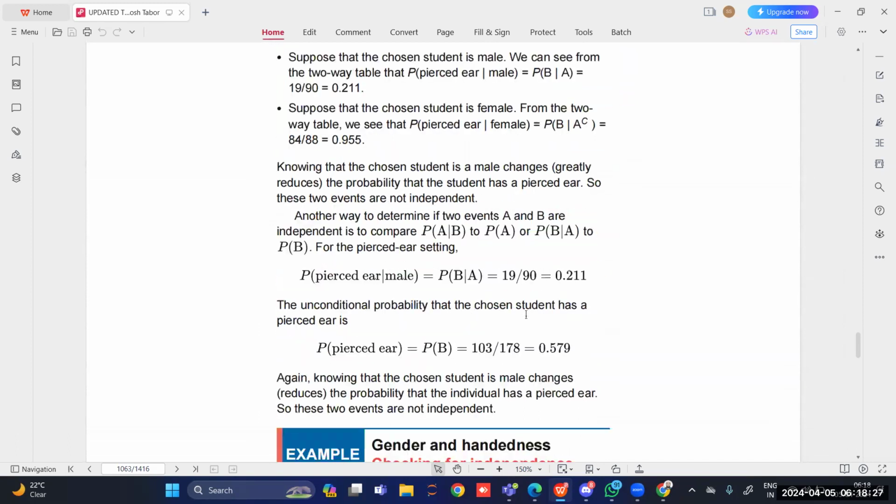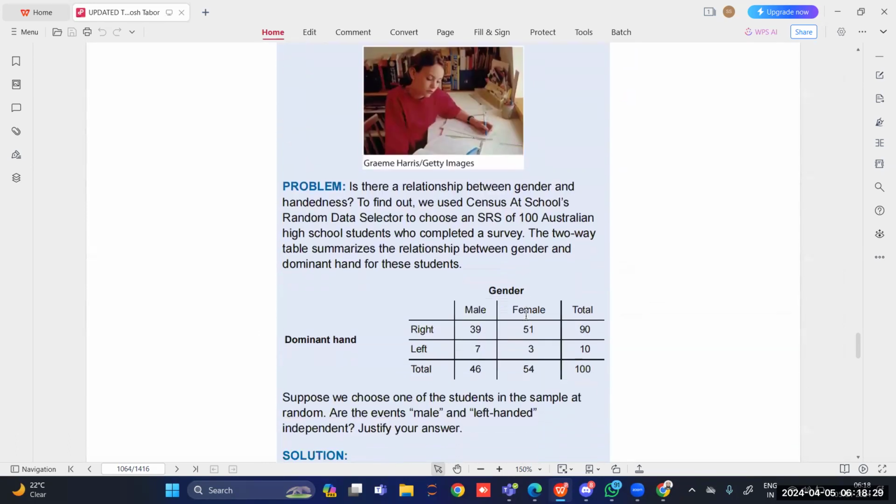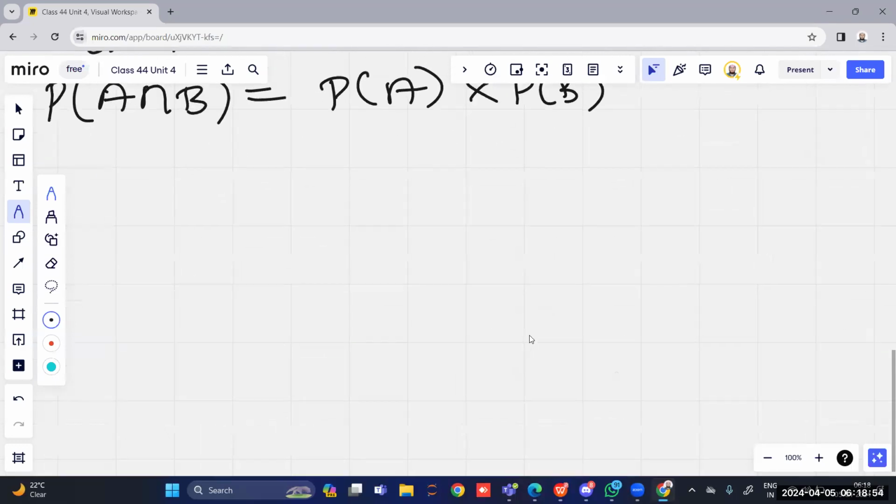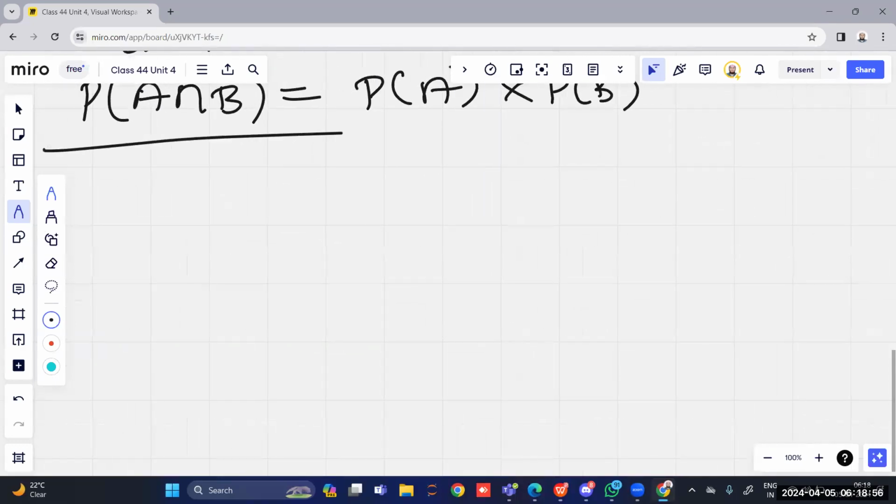We have seen this. Had we done this example? Okay, come on, we'll do this. Is there a relationship between gender and handedness? We had to find a relationship. Very important question this is.